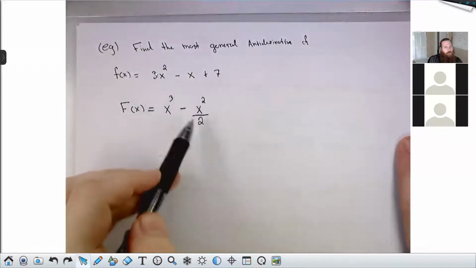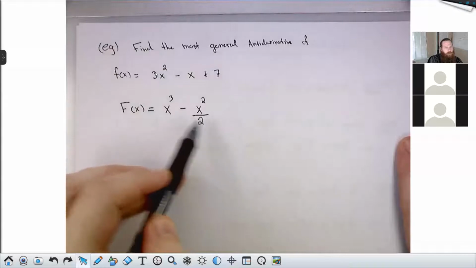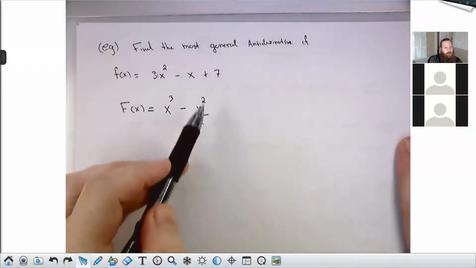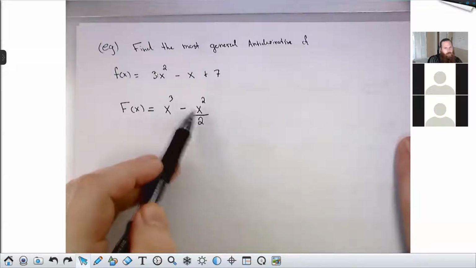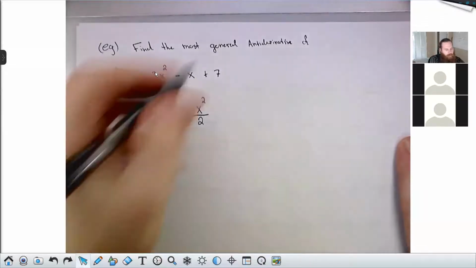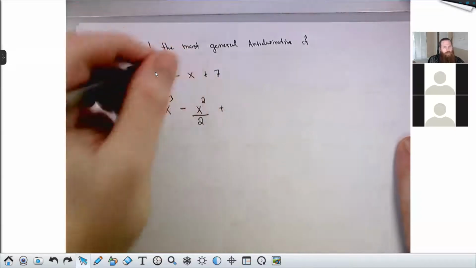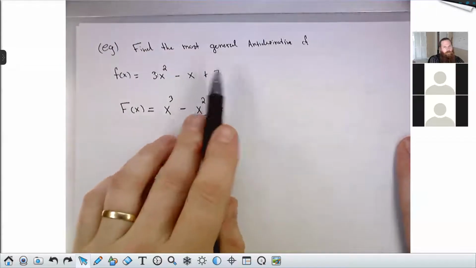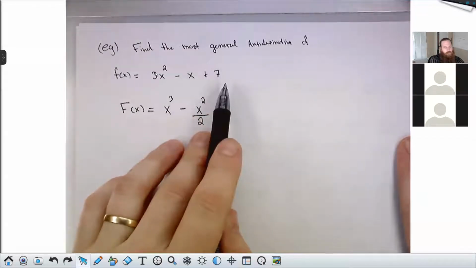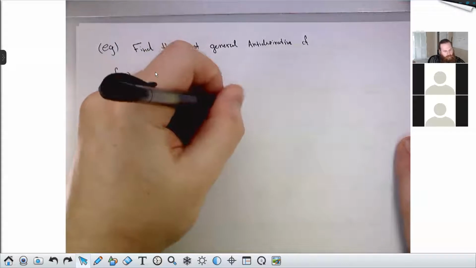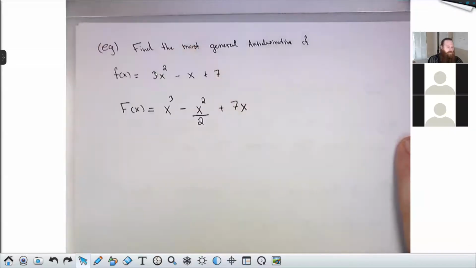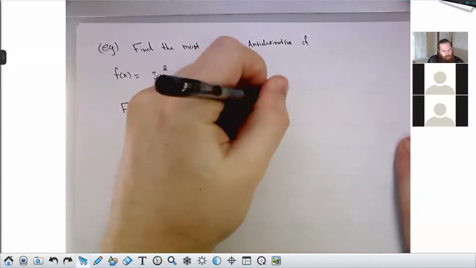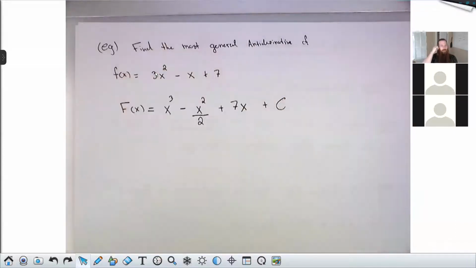You can check. If you take the derivative of x squared over 2, you don't need a quotient rule. The 2 downstairs is constant. It's just 2x to the 1 over 2, and the 2's would cancel. And then who has derivative 7? What function can you think of that when you take its derivative, you get 7? Well, that's just 7x. So the most general antiderivative is this plus c.